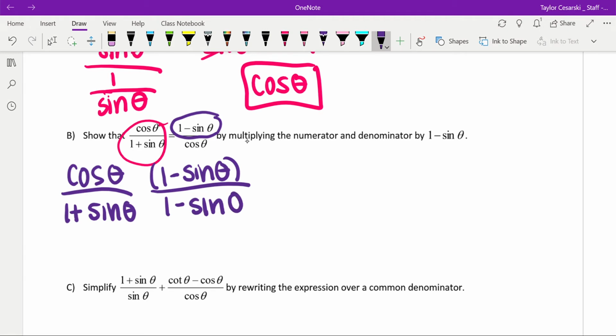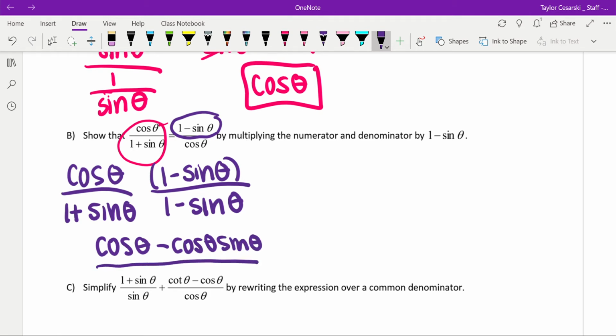Alright, so when I do that, I get cosine of theta, because cosine of theta times 1, minus cosine of theta sine of theta over 1 times 1 is 1, and then I have a minus sine of theta, I have a plus sine of theta, so those cancel out, minus sine squared of theta. Okay, alright, so then on the bottom I have 1 minus sine squared of theta. So if I go back to my Pythagorean identity, I know sine squared plus cosine squared equals 1, so that on the bottom is just going to be cosine squared of theta.